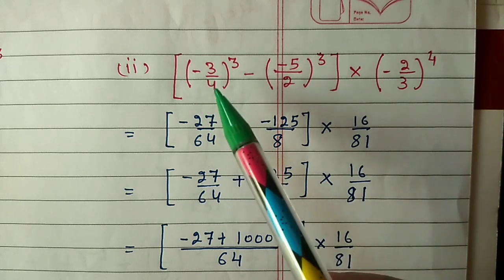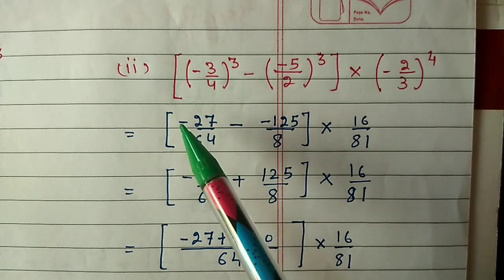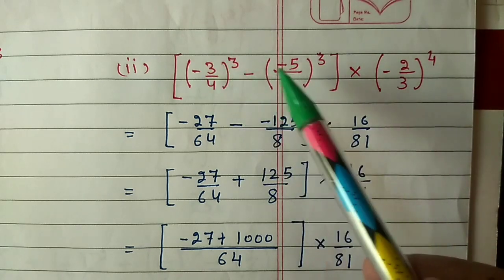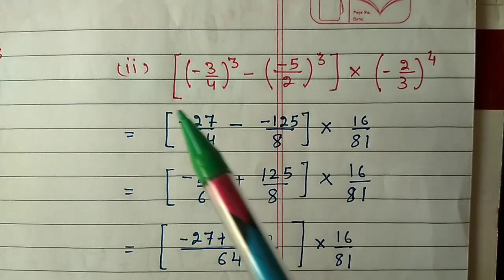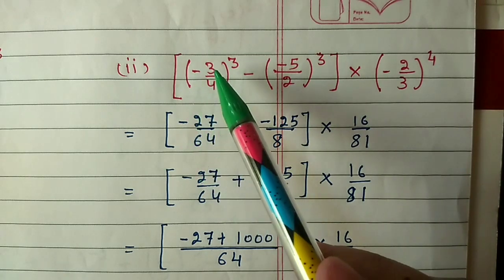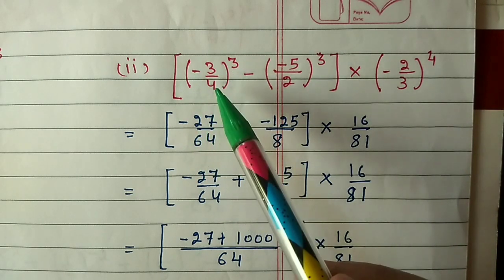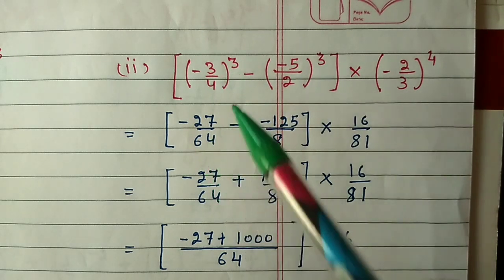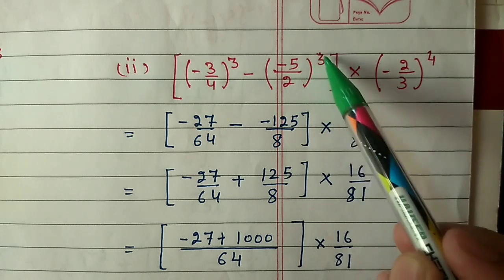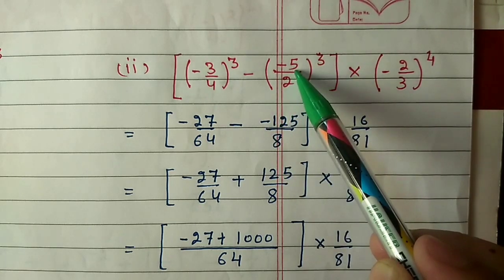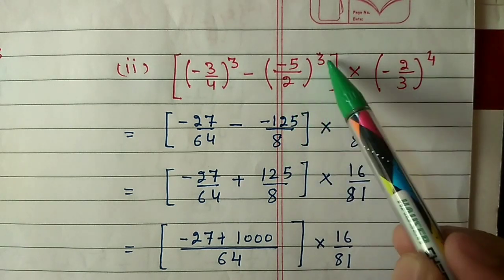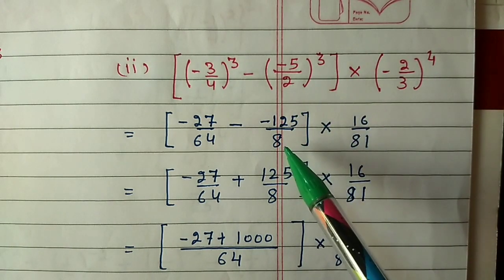So minus 3 by 4 to the power 3 means minus 27 by 64. Here we can't do any cancellation, so we have to multiply it. 3 times minus means finally minus will come. 3 times means 27, 4 3 times means 64. Then minus this also. Minus 3 times will come, means minus 5 3 times, 5 into 5 into 5, 125. 2 3 times means 2 into 2 into 2, 8.